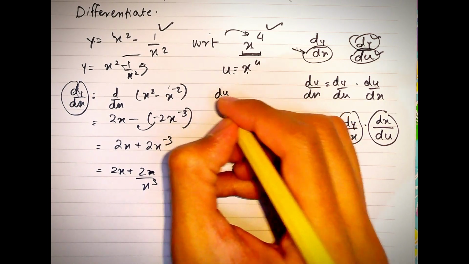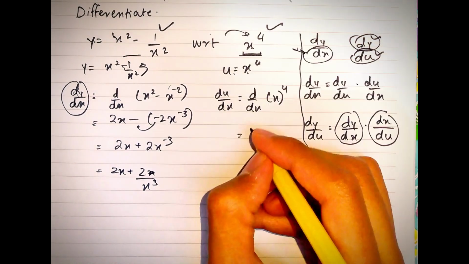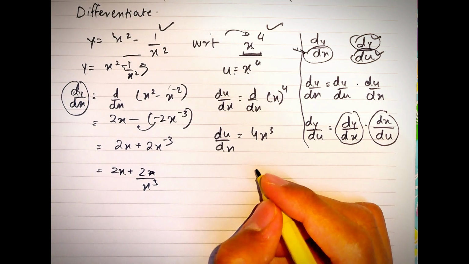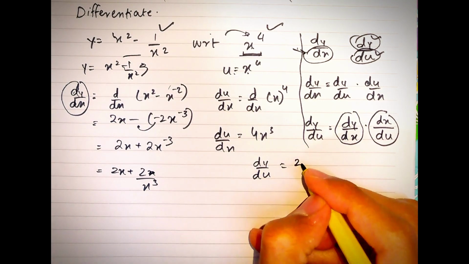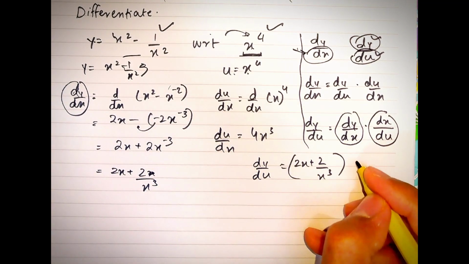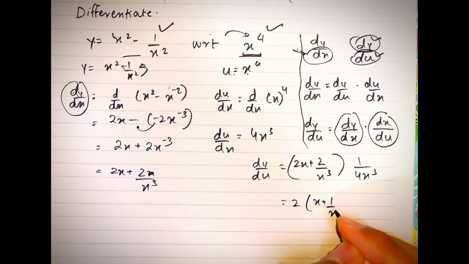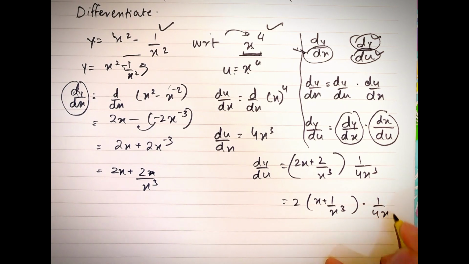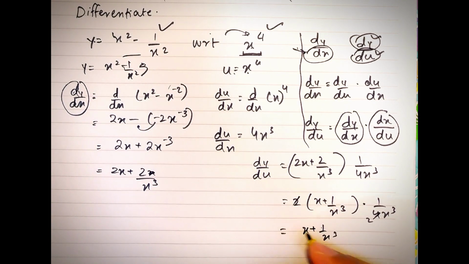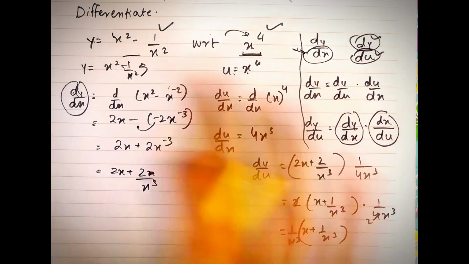First of all, the derivative of u with respect to x. So d by dx of x⁴ would be 4x³. So this is du by dx. Now I can finally put these into the chain rule. So dy by dx is 2/x³, and dx by du is the reciprocal of this, which is 1 divided by 4x³. Multiplying them, the constants simplify, and this is the final derivative of this thing with respect to this thing.